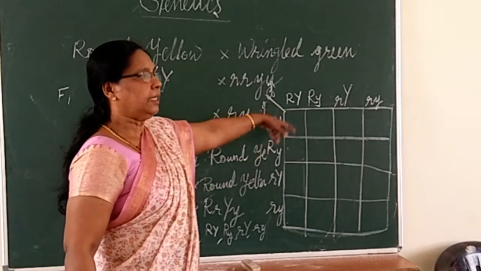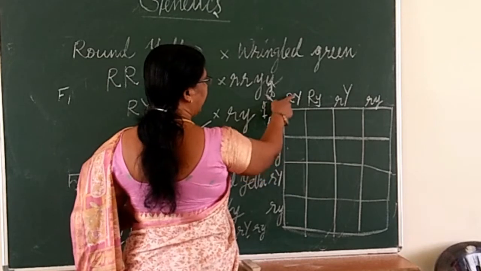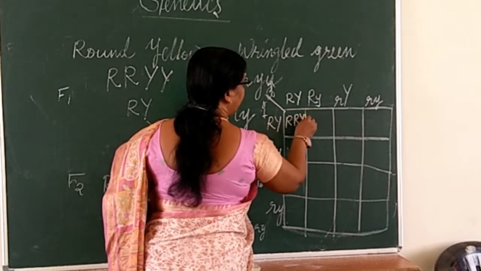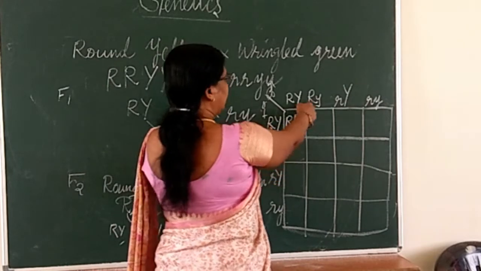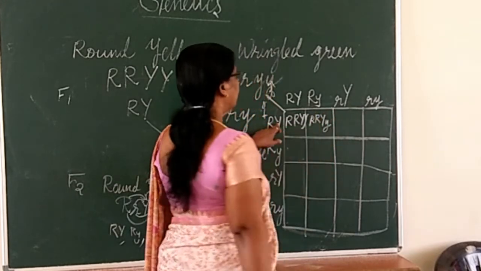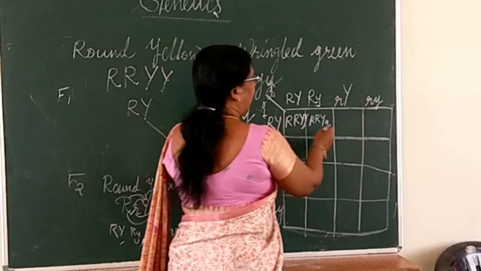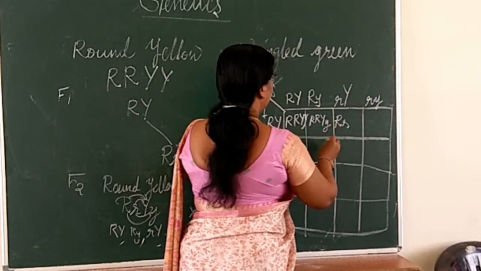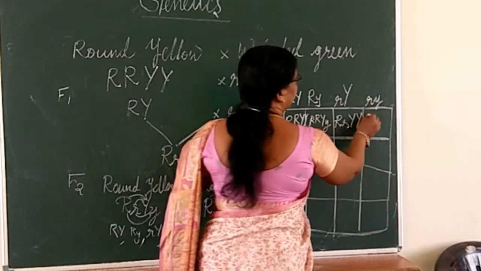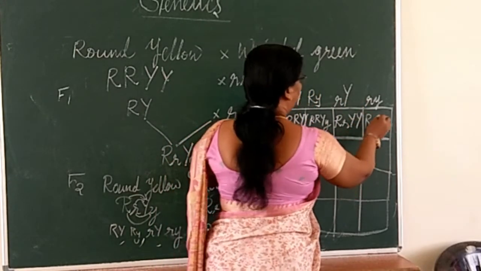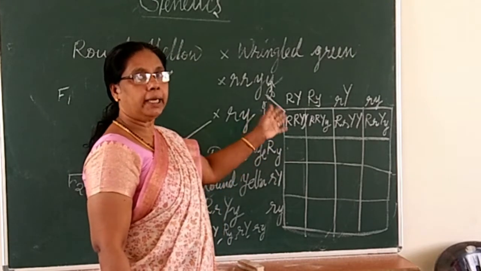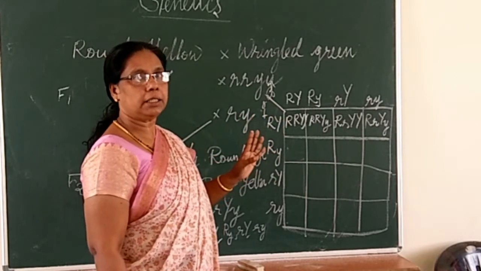Okay. Now let us see how we can fill this column. Here the possibility, here capital R, capital R, capital Y, capital Y. Second, this and this, capital R, capital R, here capital Y, small y. Next, this one and this one, capital R, small r, here capital Y, capital Y. Here again this one and this column, capital R, small r, capital Y, small y. Got it? The same way how you did in the monohybrid cross. Here two characters together, that is the only one difference.